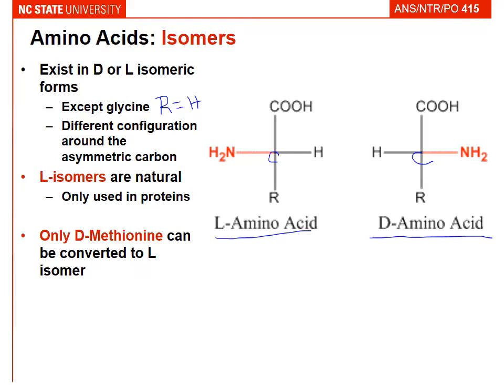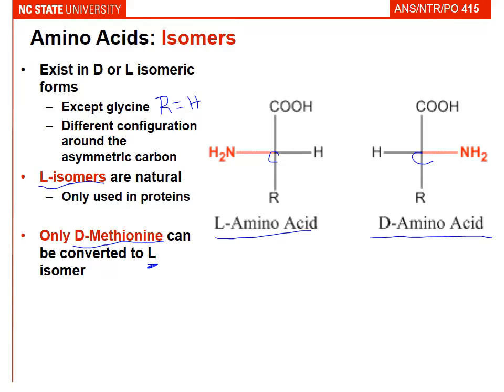And in contrast to our carbohydrates, where the D isomers were natural, here L isomers are natural in our amino acids. So these are the only ones that are used in proteins. You'll never have a D-lysine used for protein synthesis. In fact, there's only one amino acid that can utilize the D isomer, and that is D-methionine. Before it can be incorporated into protein, D-methionine has to be converted to the L isomer, but we're able to convert D-methionine to L-methionine.